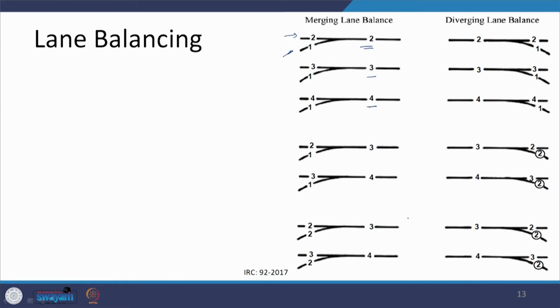In other cases, the other point which was said is that it can be at the maximum equal to the sum of those lanes. So, it is 2 plus 1, that is 3; 3 plus 1, that is 4. So, these are the two criteria which have been there.